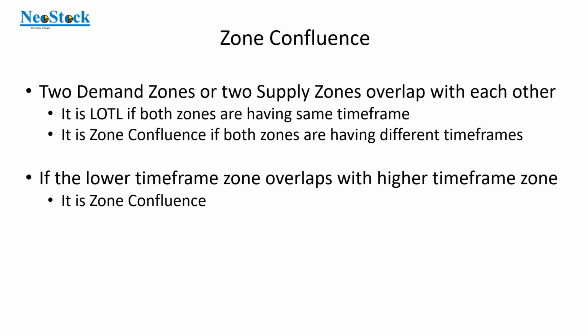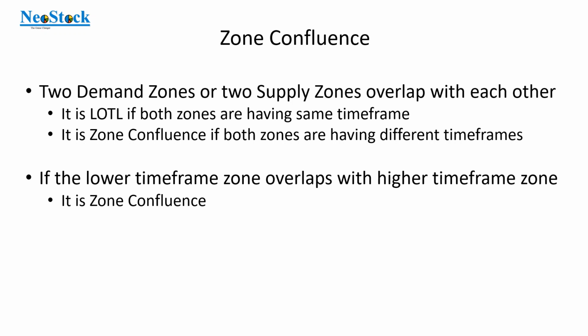So what is a zone confluence? From the current time frame, one time frame below, you have a zone. That zone and your current time frame zone both overlapped with each other. It is a zone confluence.